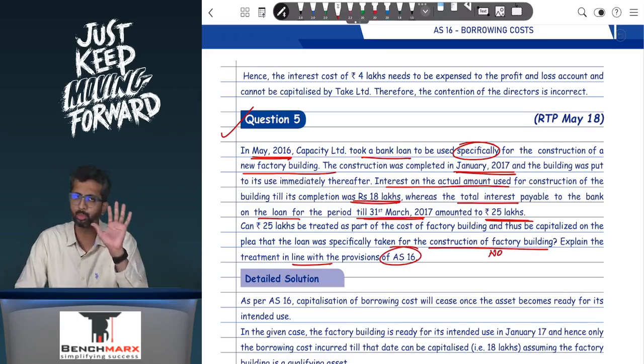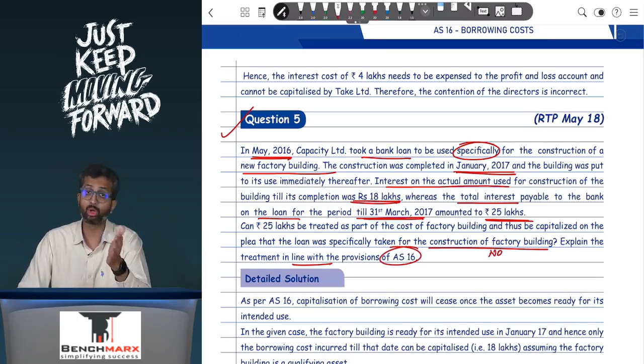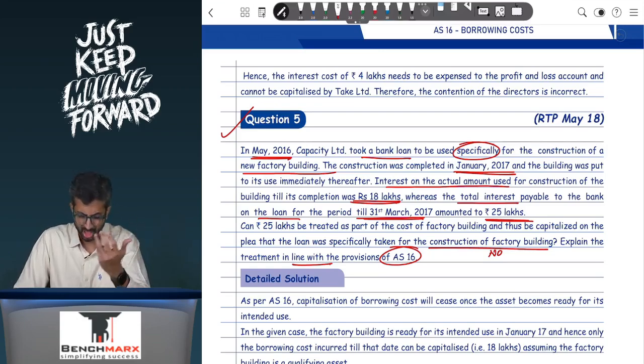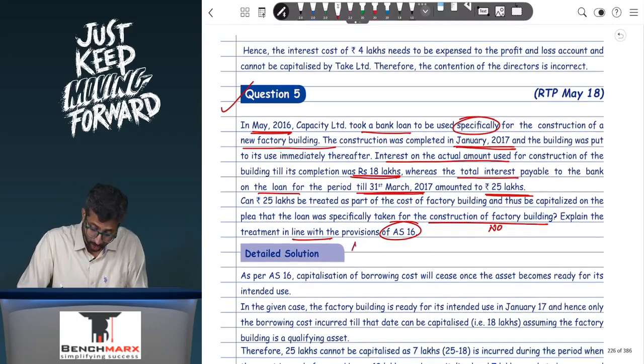Again, the problem here is the asset is barely taking around 8 months. So, ideally one can always argue that this is not a qualifying asset. However, the Institute does not look at it that way. I don't know why, but it says that if the question is asking you a specific thing, we will give a conditional answer. Institute does not do that. But let us say if you assume the asset to be a qualifying asset, then what will we say?